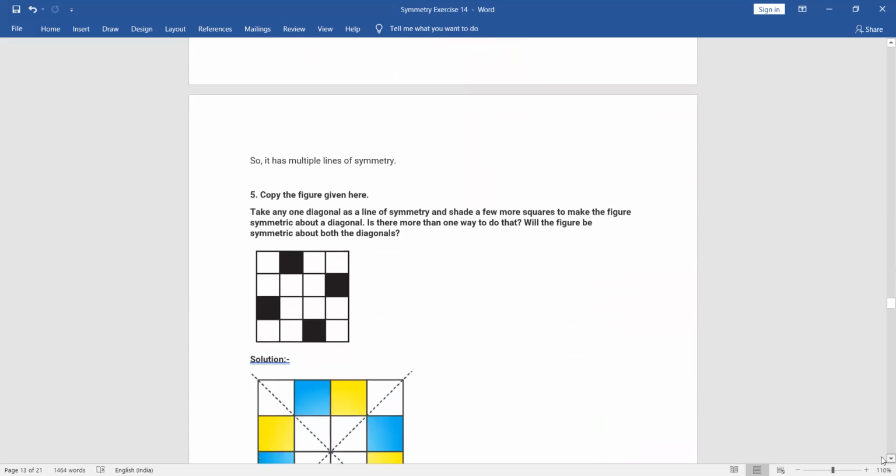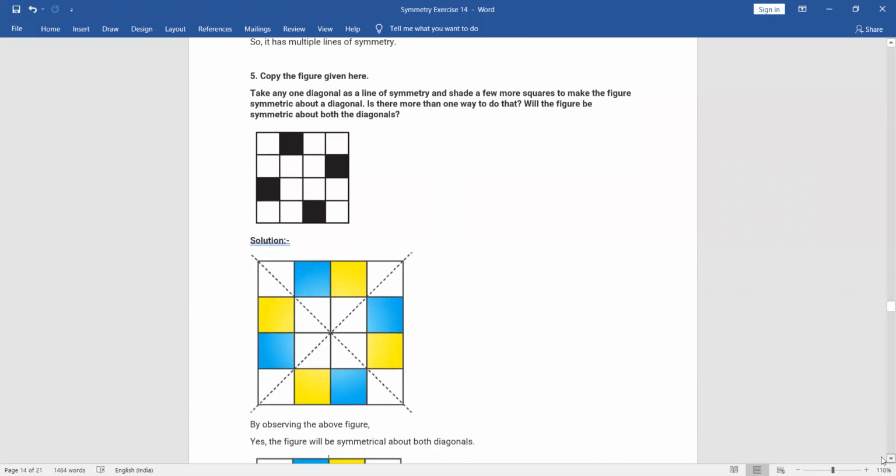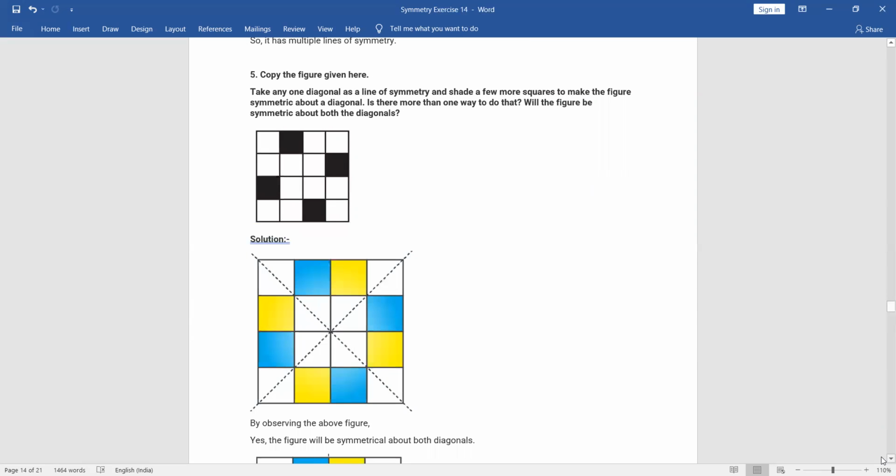Now question number 5. A diagram is given to you. Again, for making it symmetrical, you can choose the option to draw a diagonal, then complete the remaining squares. So just see, when we are drawing its diagonal, what the remaining boxes are, we will color them. So while drawing this diagonal, what we have remaining are the boxes that we need to complete.